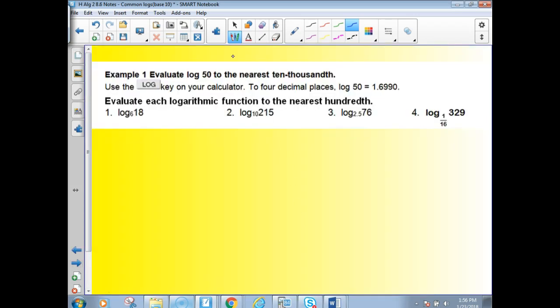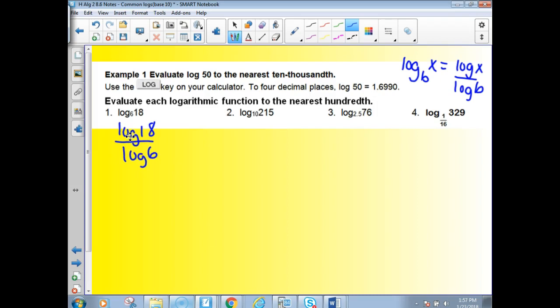All right, so we're going to evaluate log 50 to the nearest 10,000th. We're going to use the change of base formula. What that said was the log in base b of something, x, would equal the log of x divided by the log of b. So you change it to base 10s, and then you can pop it in your calculator. So this would be the log of 18 divided by the log of 6.